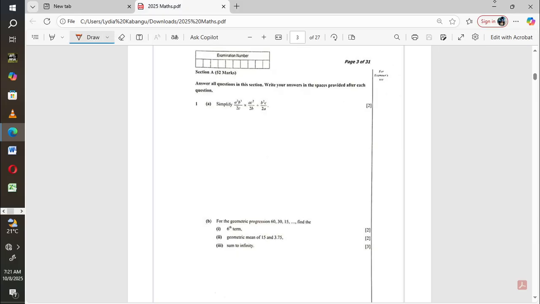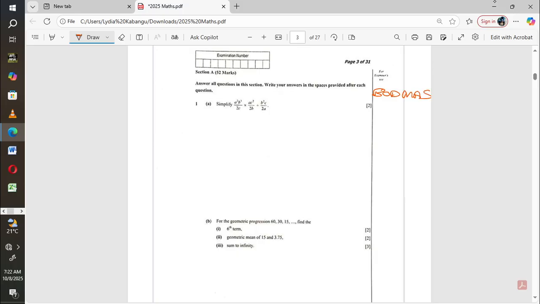Okay, so question 1A says, simplify a squared b cubed over 2c times a c squared over 2b, divided by b squared c over 2a. From this question here, the first step that you have to see, because we have two different signs there, is that we follow BODMAS. Here you're not supposed to write anything because this is for the examiners to use, but let me just use it. So we follow BODMAS.